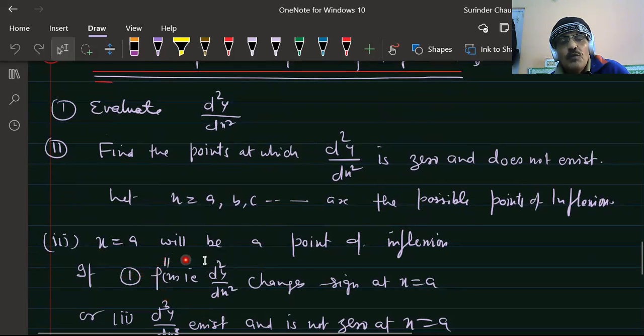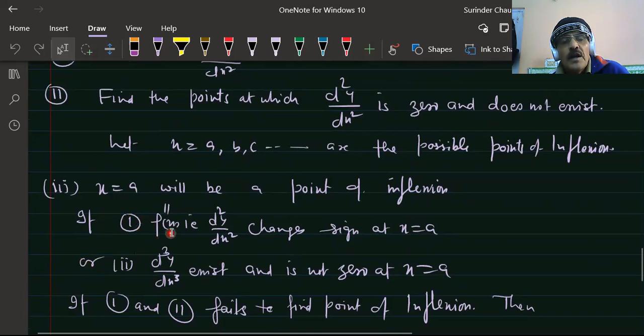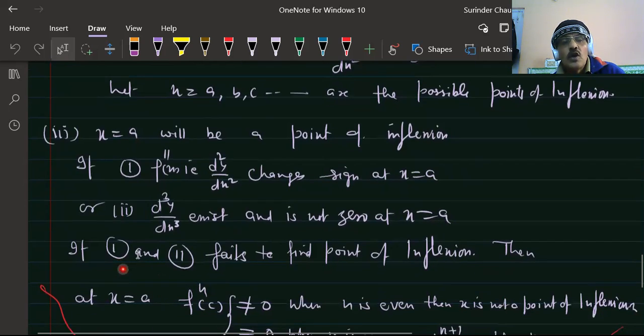If x is equal to A, x will be the point of reflection if f double dash x changes sign at A. On the left it will be positive and on the right negative, or on the left negative and on the right positive. It changes sign from positive to negative, or negative to positive, left of A and right of A. And second, the third derivative exists and is not 0 at x equal to A.